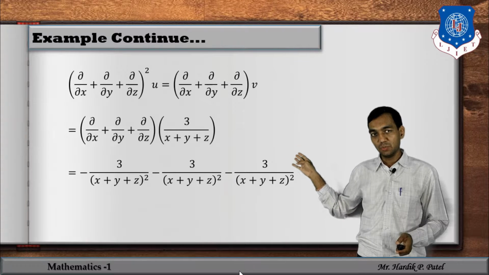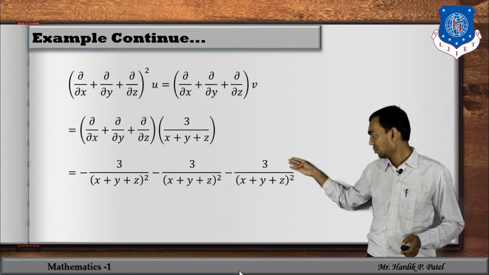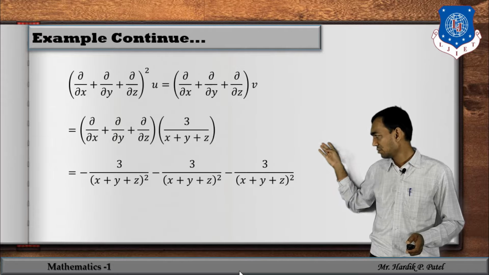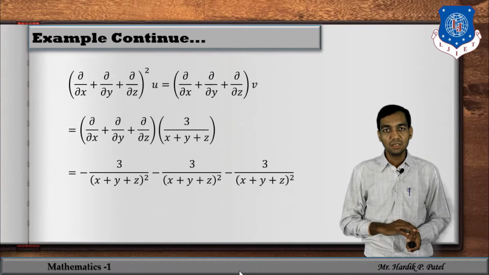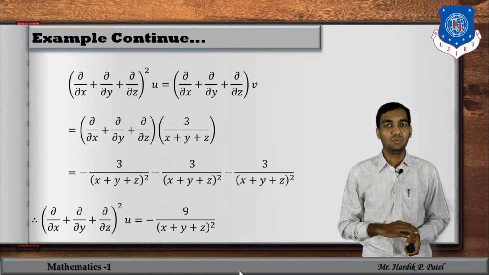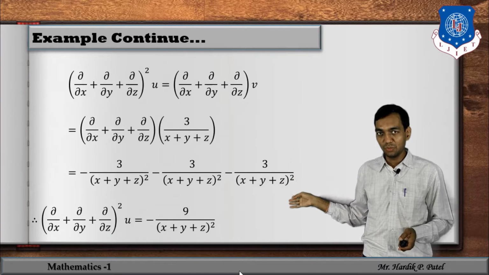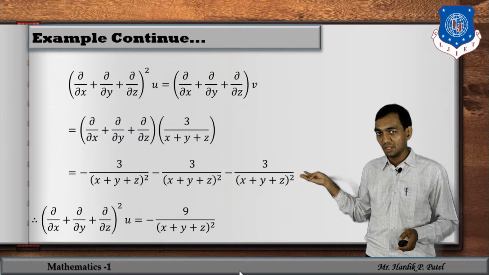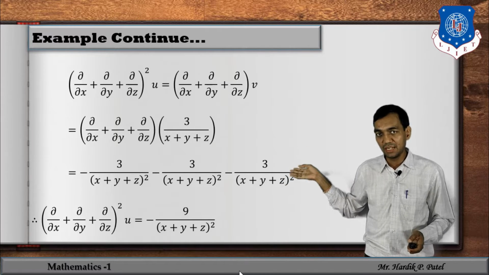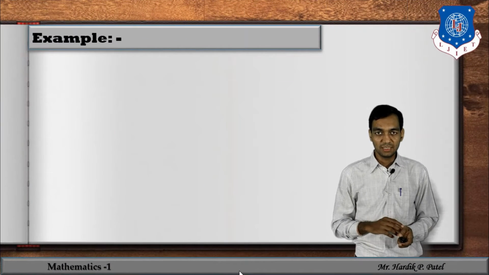And since the derivative of 1/x is −1/x², this is going to be in the form of −3/(x+y+z)² − 3/(x+y+z)² − 3/(x+y+z)². So it is going to be −9/(x+y+z)². Please remember, the derivative of 1/x is −1/x², into the derivative of the denominator, but the denominator is x+y+z. So if you are differentiating with respect to x or y or z, in each case it has a value 1.